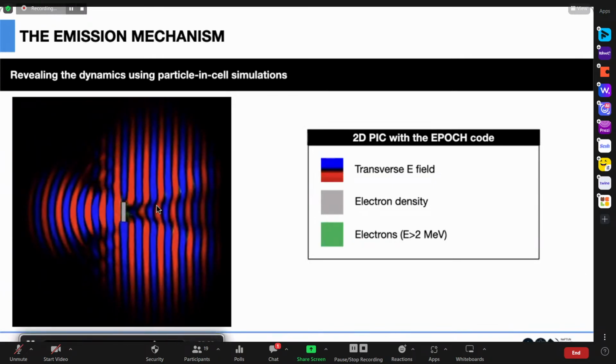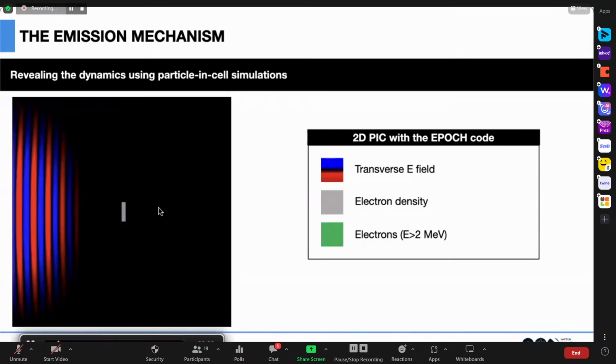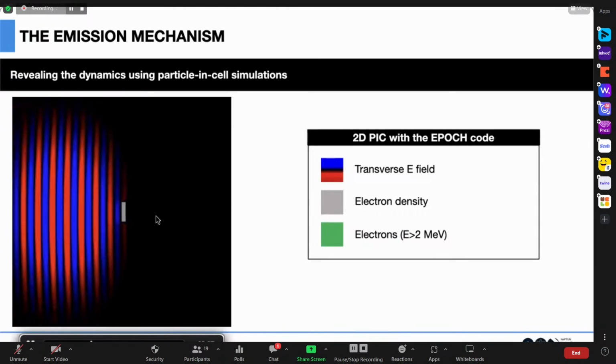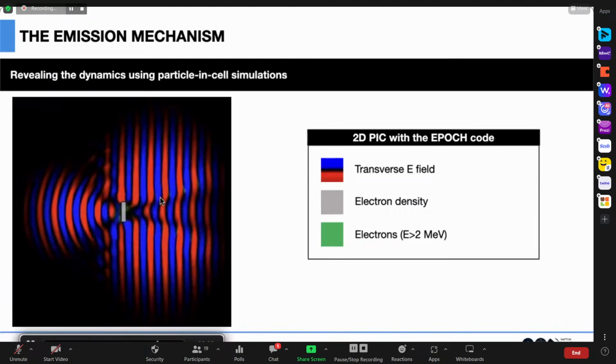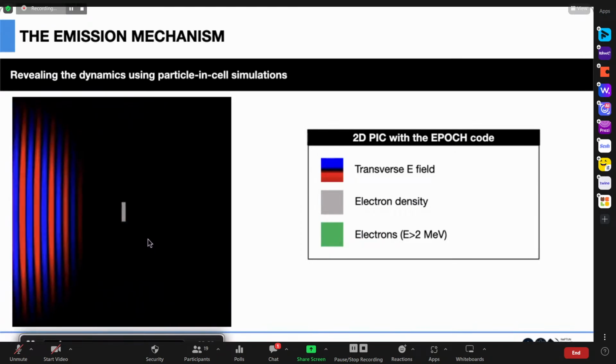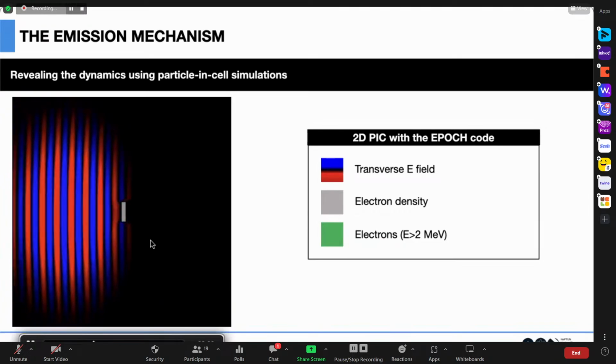And we see bunches of hot electrons in green. I'm going to play it a couple of times so that you can notice it. They go with a very small opening angle, they are bunched every half optical cycle, and they are emitted right at the peak of the pulse.